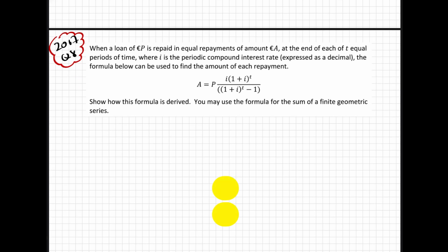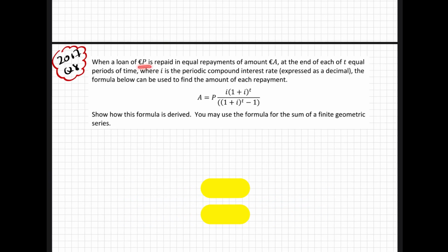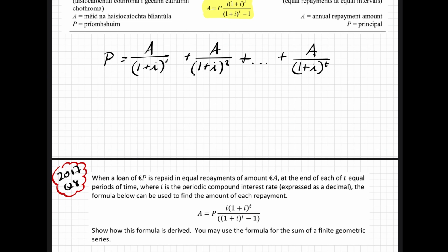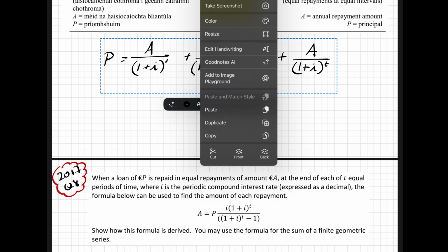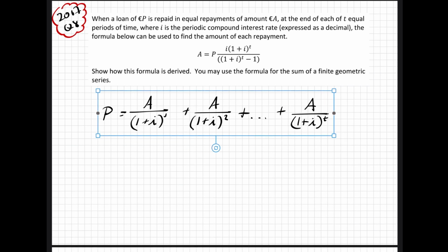So in 2017, question 8, for example, they gave this question: when a loan P is repaid in certain amounts, blah, blah, blah, show that it becomes this, show how this formula is derived. And it says, you may use the formula for the sum of a finite geometric series. And that's like saying, well, yeah, you have to. But here we go. I'm going to copy this idea that I took up here. So this is where we're going to start.